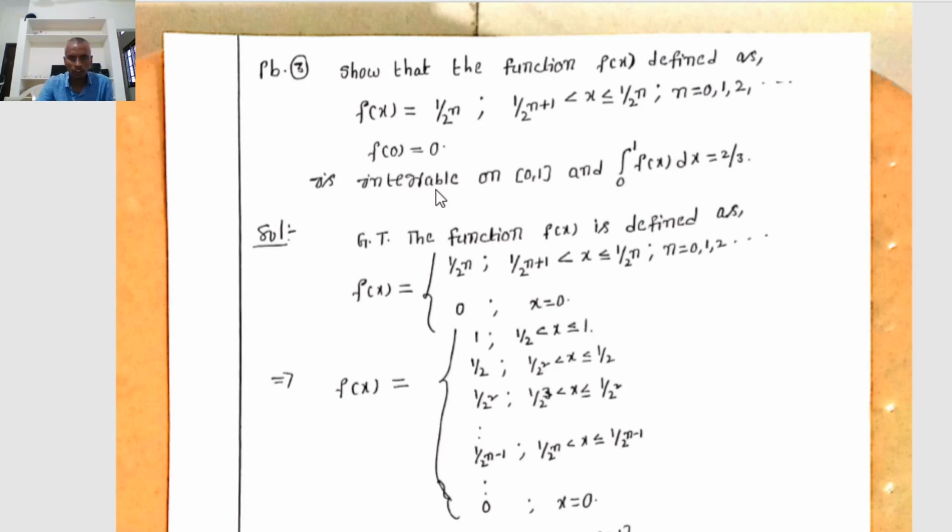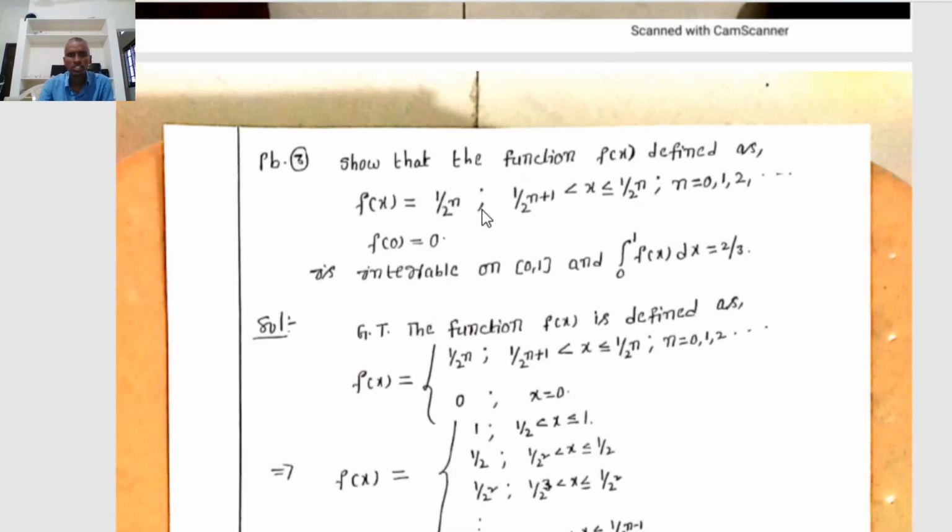Okay, we are given that the function f(x) is defined as f(x) equals 1/2^n such that 1/2^(n+1) is less than x less than or equal to 1/2^n. Therefore f(x) equals 1/2^n such that 1/2^(n+1) is less than x less than or equal to 1/2^n, where n equals 0, 1, 2, 3.